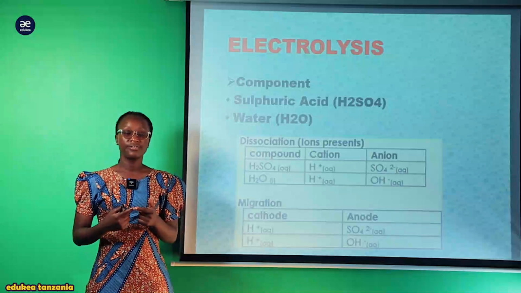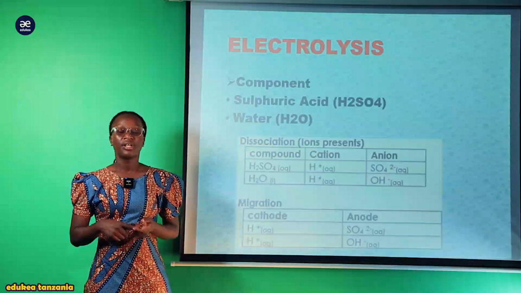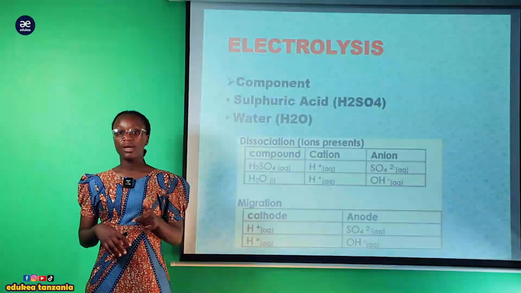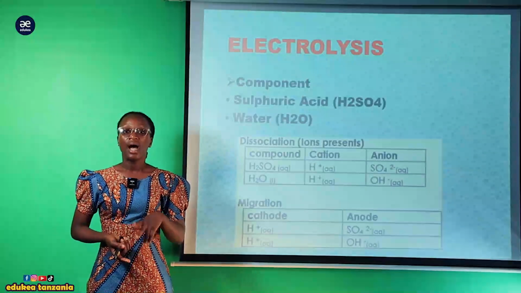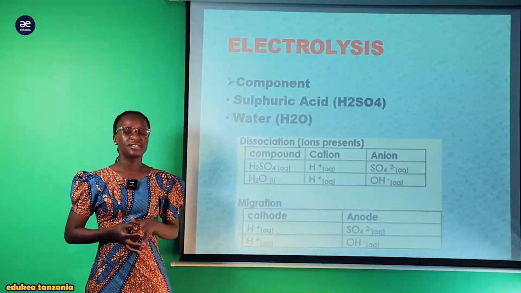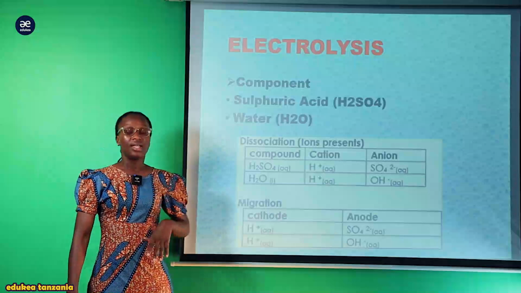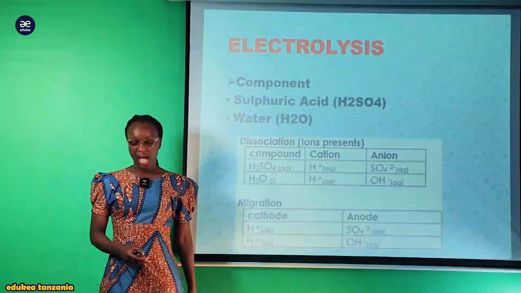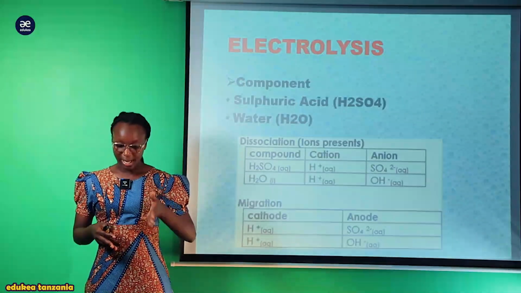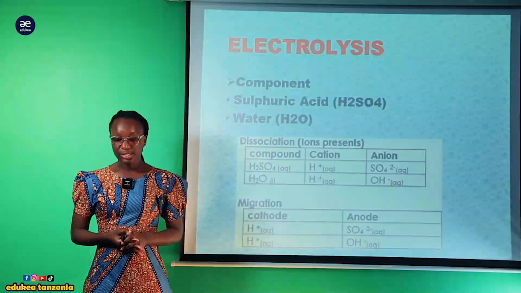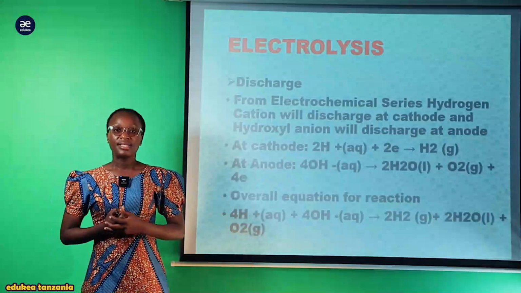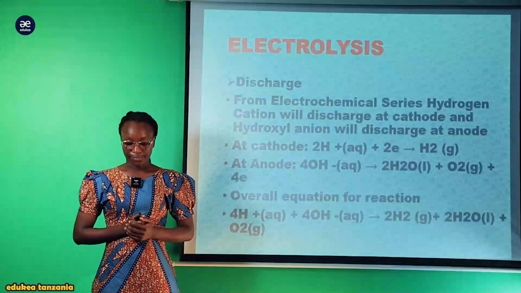The cation here is the positively charged hydrogen, but we also have the positively charged hydrogen from water. So katika sulfuric acid tunaenda kuwa na hydrogen as a positive charge ion, lakini vile vile kwenye maji naye yanazalisha positive charge ion. Now as anions, we are going to have the sulfate ions as well as hydroxyl ions. Then we shift to the migration, how the ions move. Both hydrogen ions will move toward the cathode, and hydroxyl ions and sulfate ions will move toward the anode.